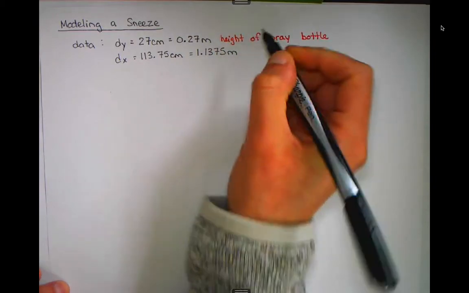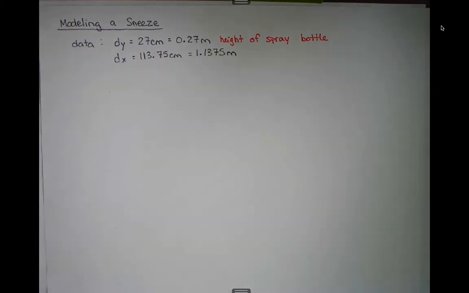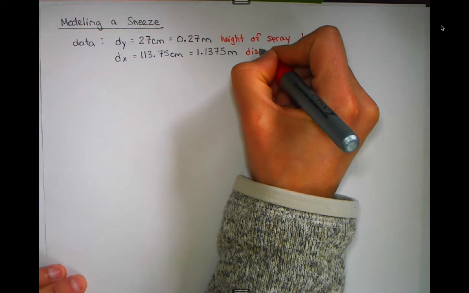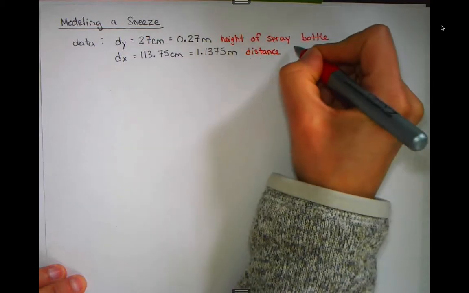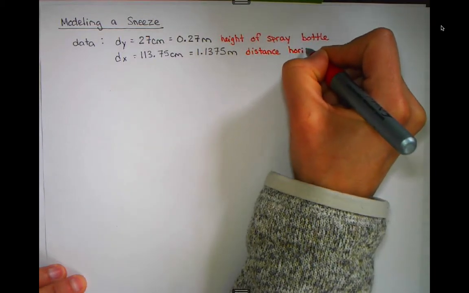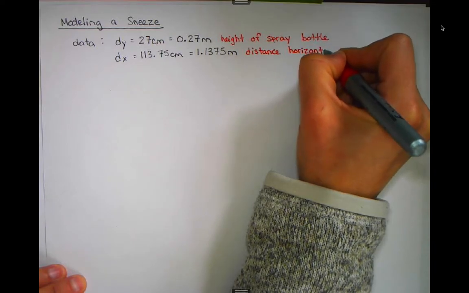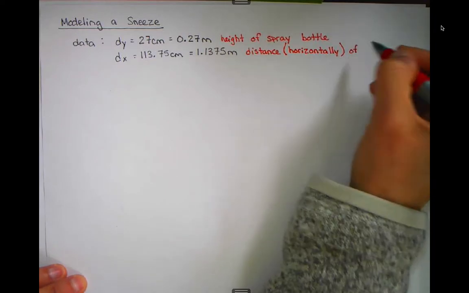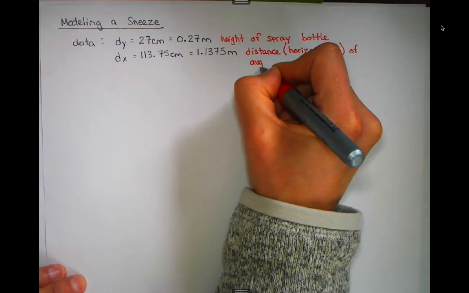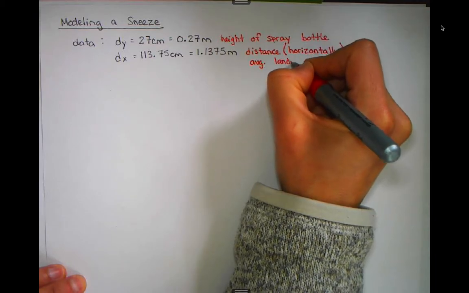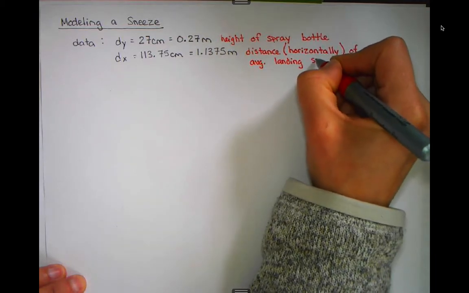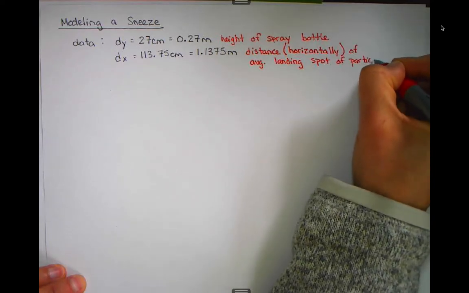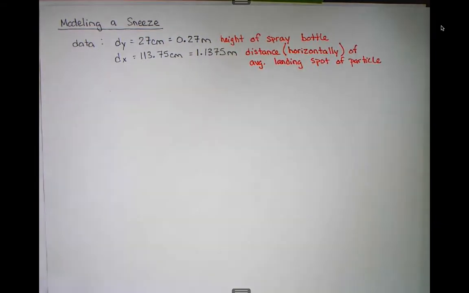1.1375 meters. And again, I'm just going to make note here that this is the horizontal distance of the average landing place, let's say the landing spot of a sneeze particle. So those are all the things that I measured.